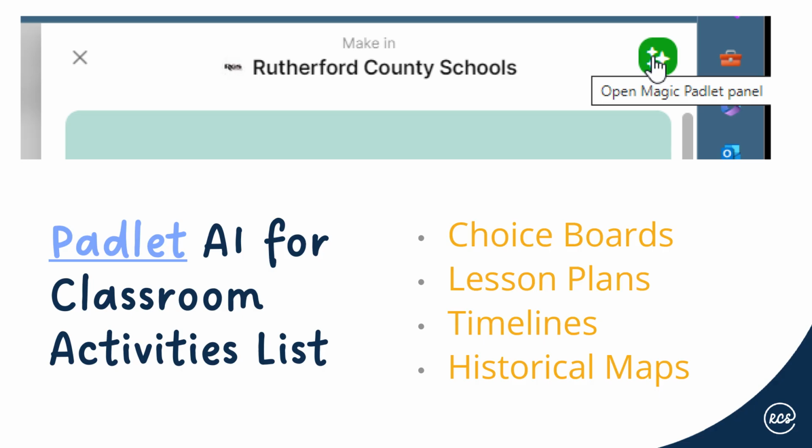It also has the option now for creating historical maps. So you can create a map, and if I said the key battles of the Civil War, it will place keys where they can click on it, and it'll pop up information for each of those things. And so when you are in Padlet, if you go in the corner, it'll say Open Magic Padlet Panel, and that's how you can create lessons from Padlet.